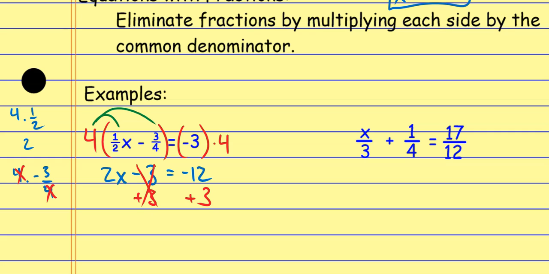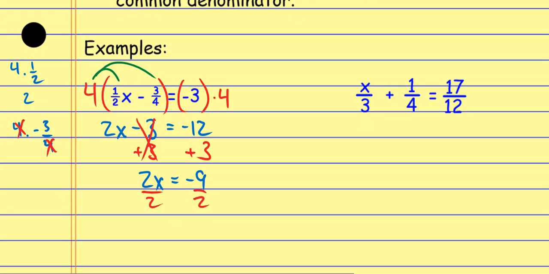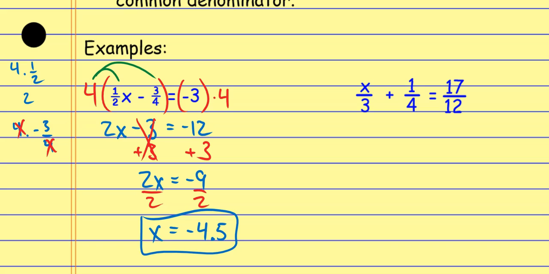That cancels, so I'm left with a 2x. And now to undo the times 2, I divide each side by 2. And once again, you could just plug this into your calculator and do a negative 4.5. Okay? If I look at the next one, once again, I've got a 3, a 4, and a 12.